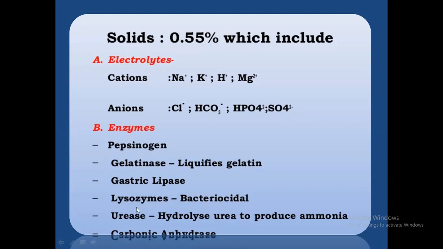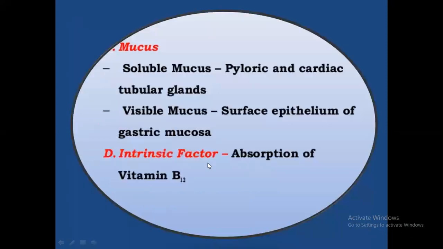Lysozyme is present in different body fluids of humans. Most of the body fluids have the lysozyme enzyme, like saliva and gastric juice. It is bactericidal in nature. Another enzyme is urease. Urease hydrolyzes urea to produce ammonia. Generally urease is present, but it has a very small role. And carbonic anhydrase is also present in the gastric juice.